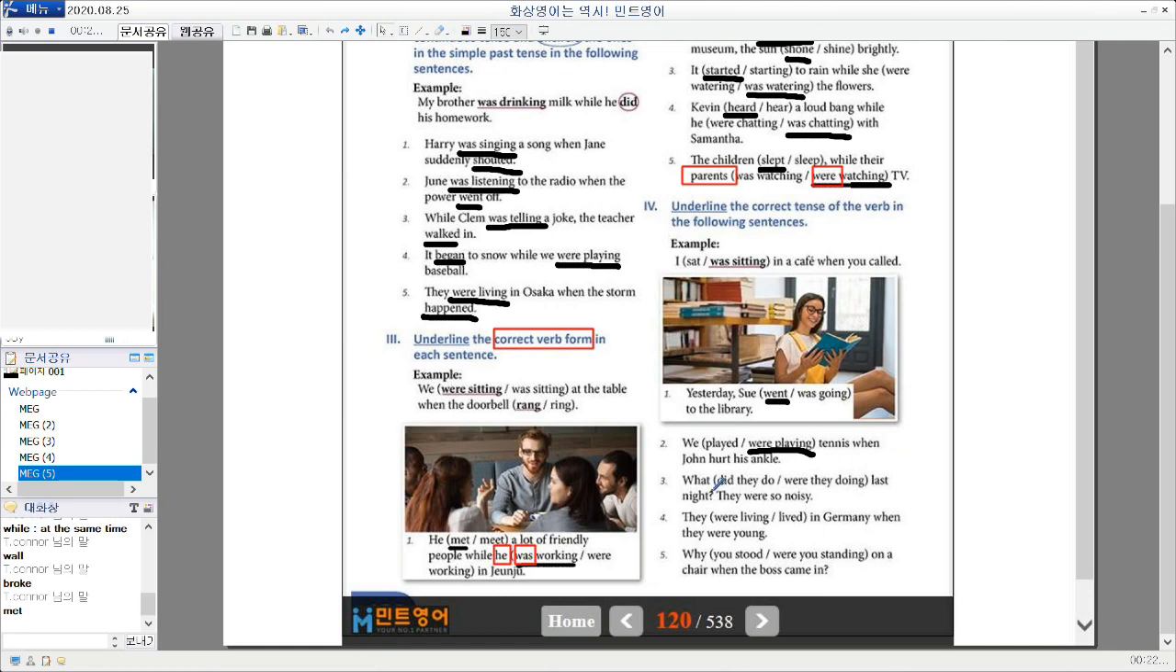That's right. Last night. Okay, read the question completely. What were they doing last night? They were so noisy. Okay. For this sentence, if it's a question, you can actually use both. You can use simple past or past continuous. Both are correct.